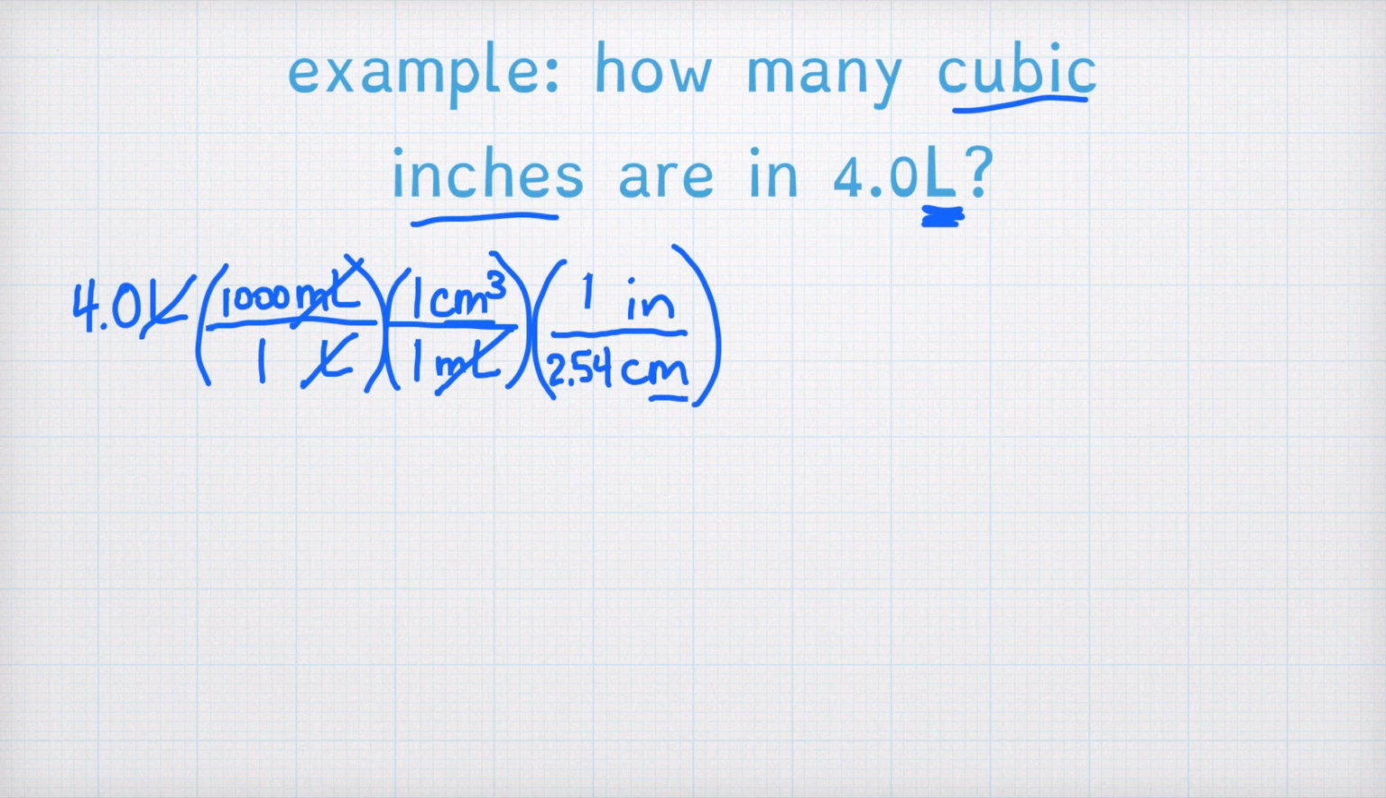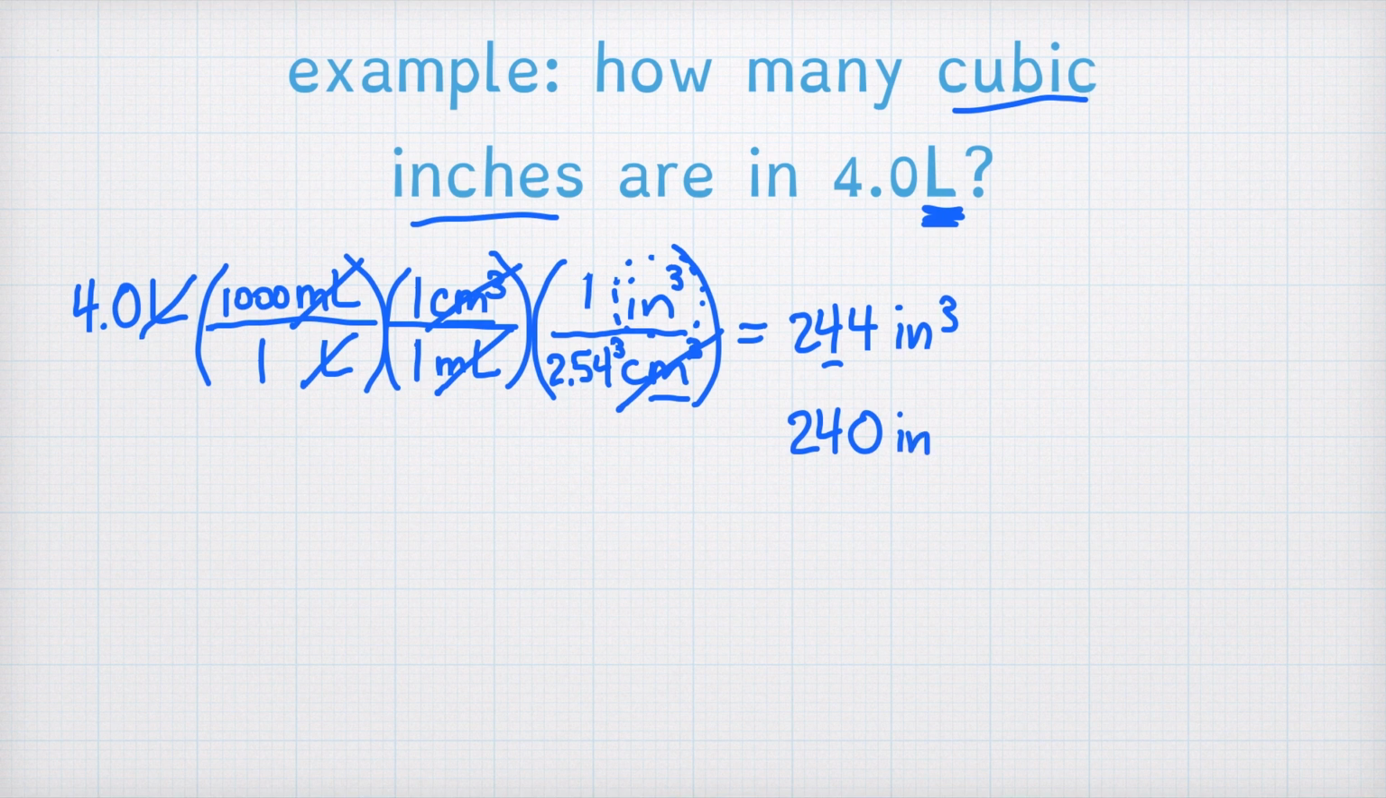So that tells me I need to cube everything inside these parentheses. The inches get cubed, centimeters get cubed, and the 2.54 gets cubed. And again, technically the 1 does as well, but 1 cubed is simply 1. So now the cubic centimeters cancel out, and the unit that we're left with is cubic inches, which is what we want. So when you actually do that calculation, you end up with 244 cubic inches, which should only have 2 sig figs, so that actually rounds to 240 cubic inches, and that would be our final answer.